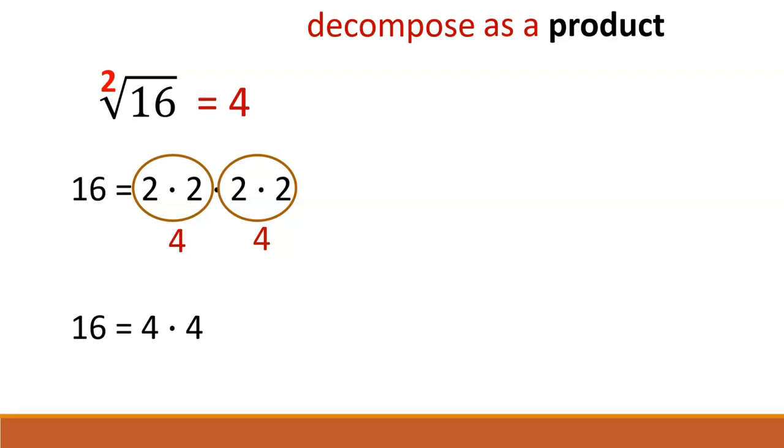We could have decomposed the 16 a little differently to get the same answer, like maybe seeing 16 as 4 times 4. If we divide that into 2 equal groups, because our index was 2, each group contains a 4, which tells us the square root of 16 is still 4.